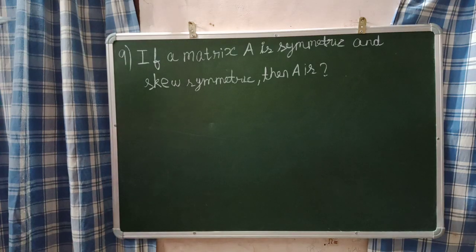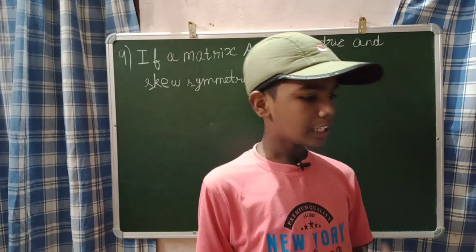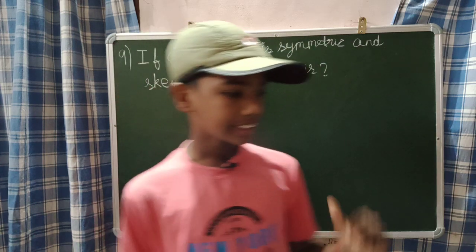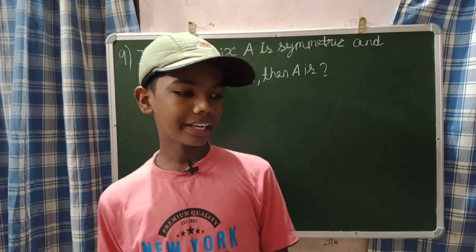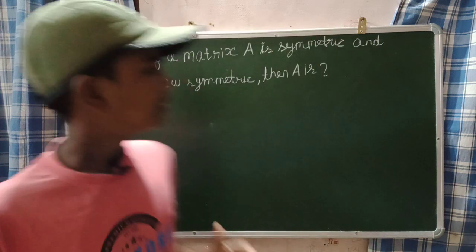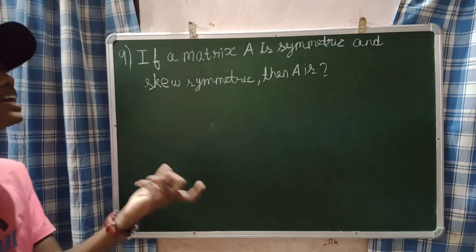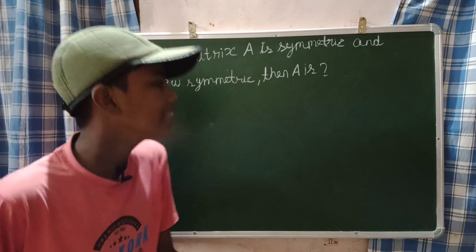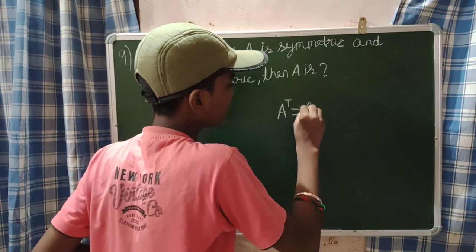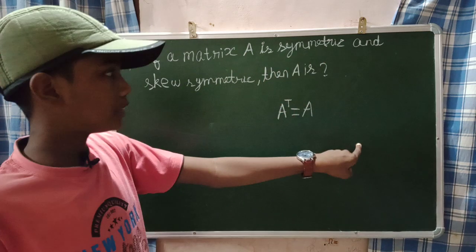Our next question is the ninth question of your Section A. The question is: if a matrix A is both symmetric and skew symmetric, then A is necessarily a, and the options are A, diagonal matrix; B, zero square matrix; C, square matrix; and D, identity matrix. So guys, this is an easy question, but listen carefully to how we are going to solve it. What does symmetric matrix mean? Symmetric matrix means A transpose should be equal to A.